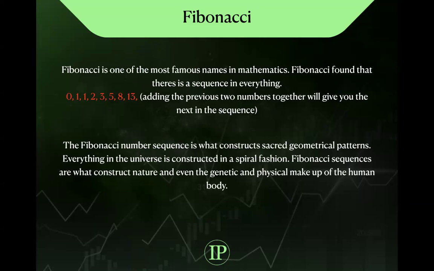So 0 plus 1 equals 1. 1 plus 1 equals 2, 1 plus 2 equals 3, 2 plus 3 equals 5, 3 plus 5 equals 8, 5 plus 8 equals 13, and so forth, all the way up into infinity. That is the sequence. The Fibonacci number sequence is what constructs sacred geometrical patterns. Everything in the universe is constructed in a spiral fashion.